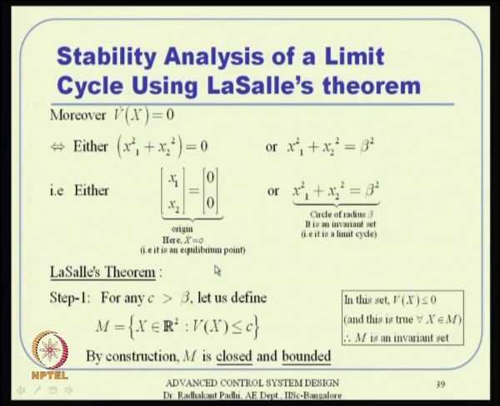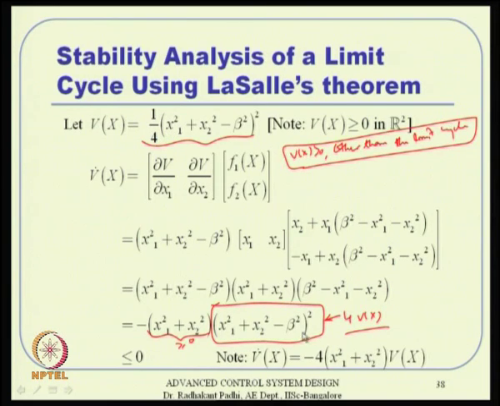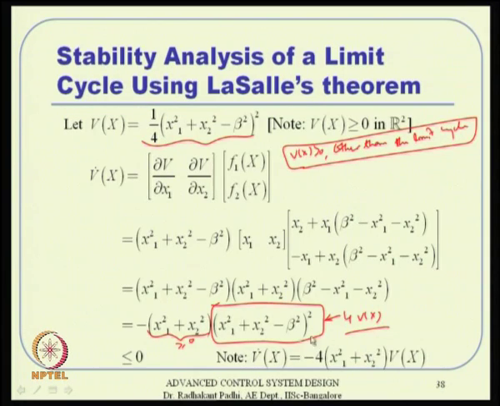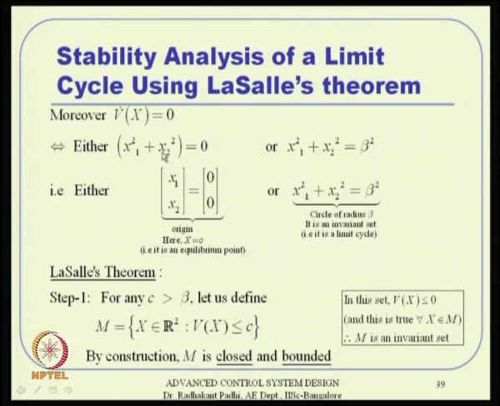So, now we will study when this V dot happens to be equal to 0. Now, if V dot is equal to 0, remember V dot is this expression anyway. So, this V dot happens to be 0 either when x1 square plus x2 square equals 0 or x1 square plus x2 square equals beta square. This expression clearly tells us that. If it happens to be equal to 0, then we will end up with the origin, I mean x1 square plus x2 square equal to 0 will happen only when x1 and x2 both happen to be 0. So, this condition will give us the origin, that means an equilibrium point, and this particular condition will give us a circle which is nothing but a limit cycle of radius beta basically.